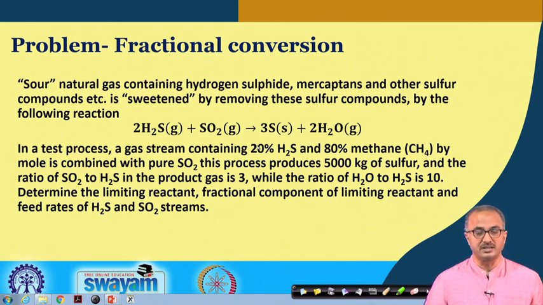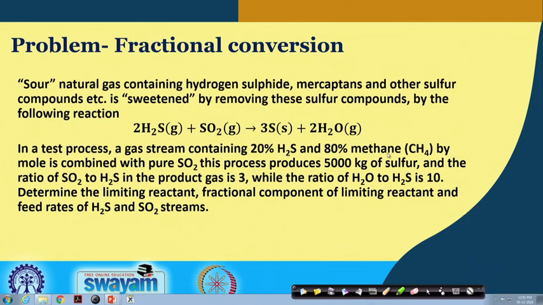In one of the tests of such a reaction, a gas stream containing 20% H2S and 80% methane by mole is combined with pure SO2. Why methane? Because natural gas is primarily methane. So in this particular test in the laboratory, methane was taken, and along with that we are putting H2S in it as impurity, and this process produces 5000 kg of sulfur.